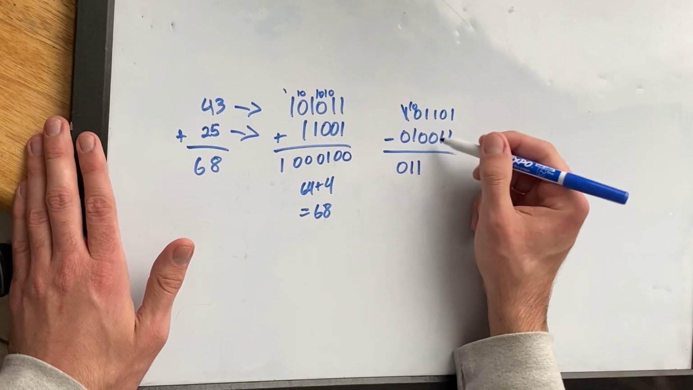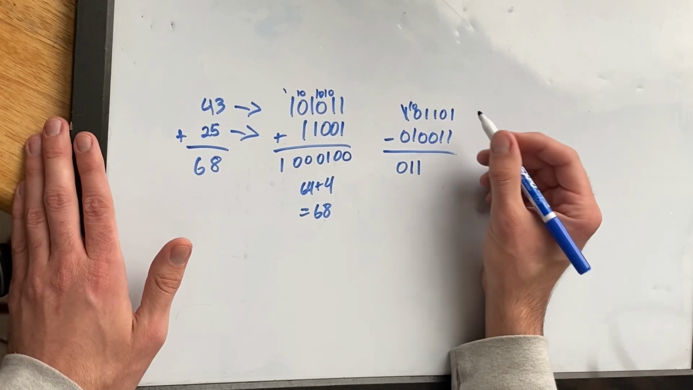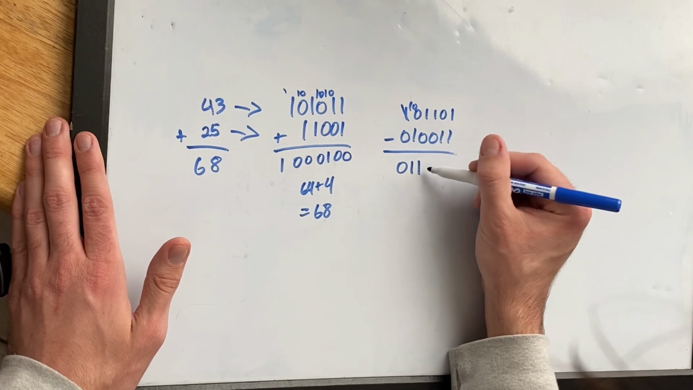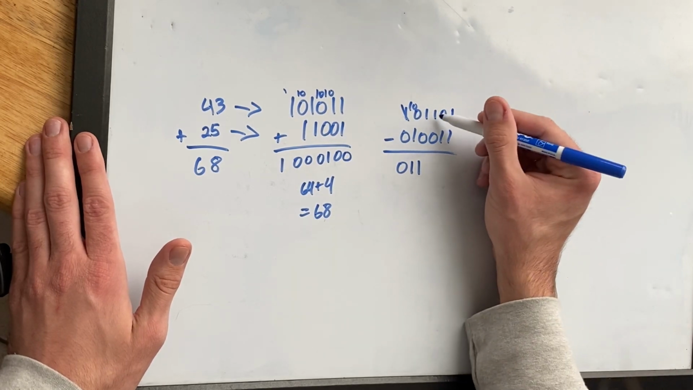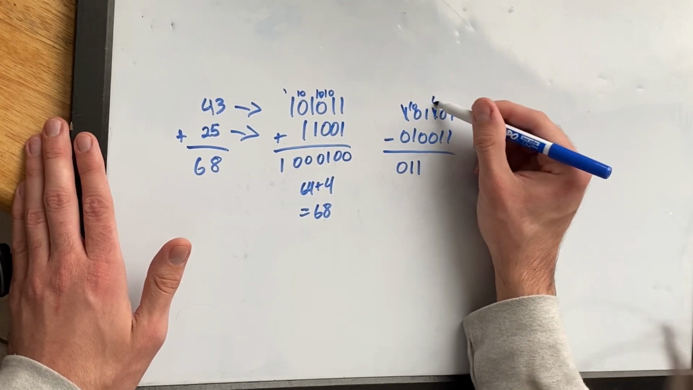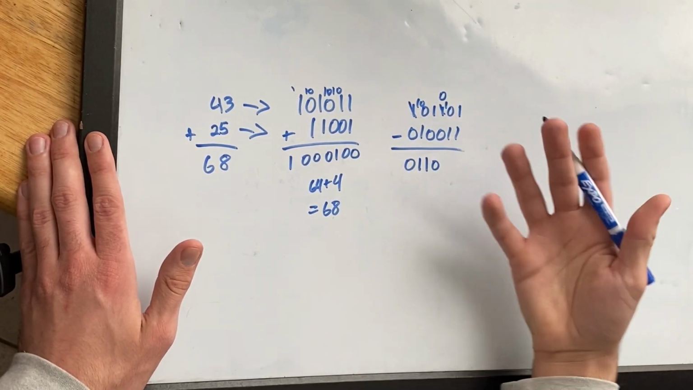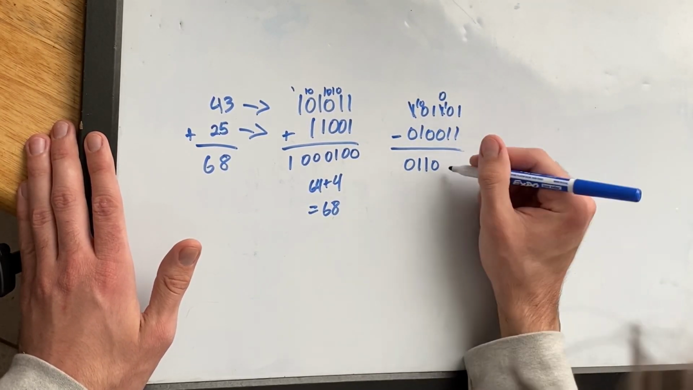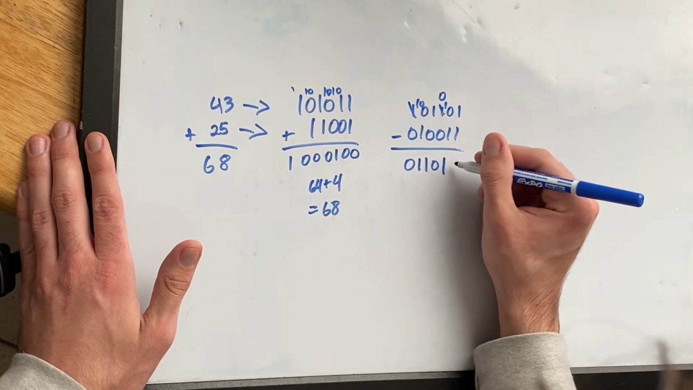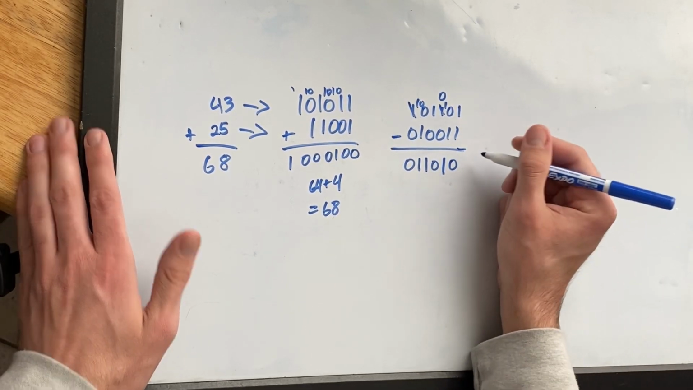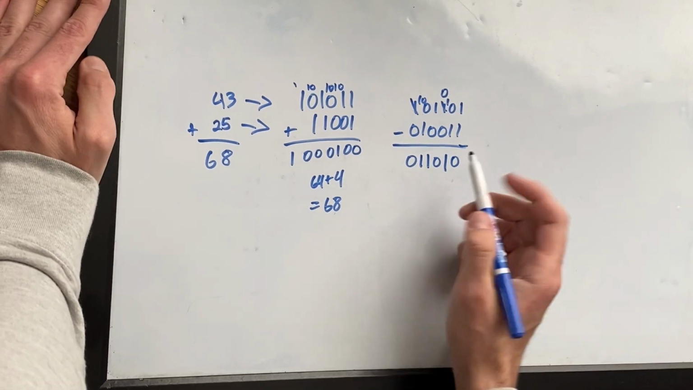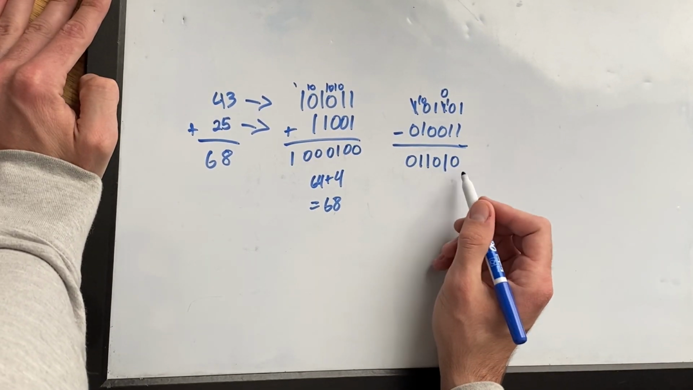We don't really see where we would need to borrow another 1 anytime soon, so we're just going to drop it down. For this one, however, we do. So we're just going to cancel this out, put a 0, and then we're just going to put our 1 over here, drop down another 1, and then 0. So now we have 0, 1, 1, 0, 1, 0.